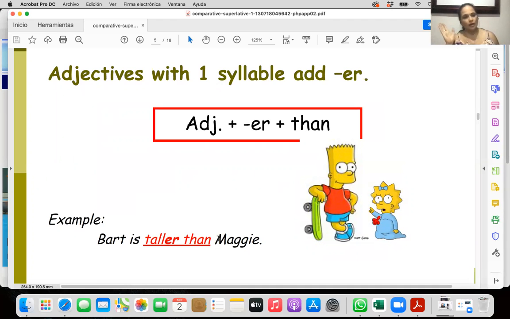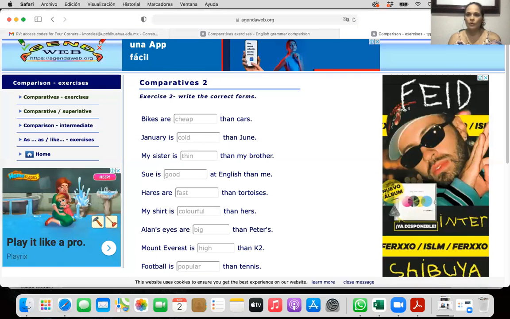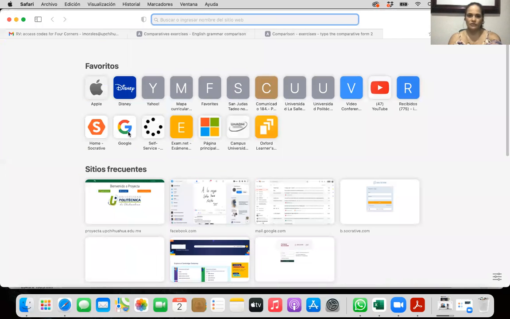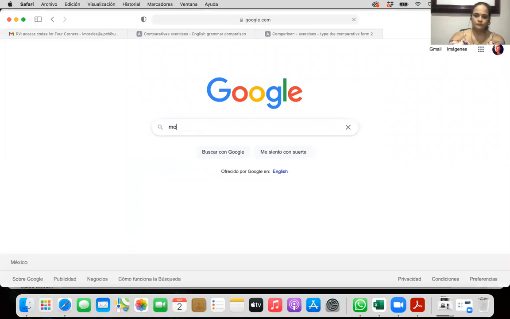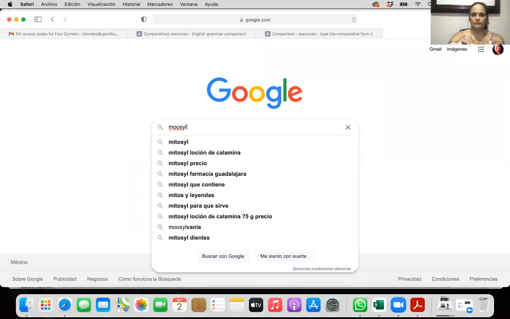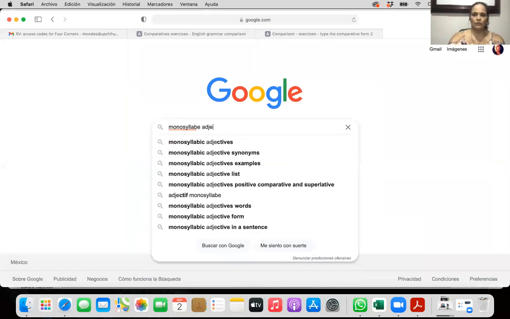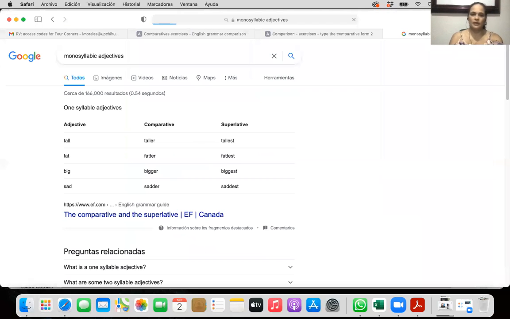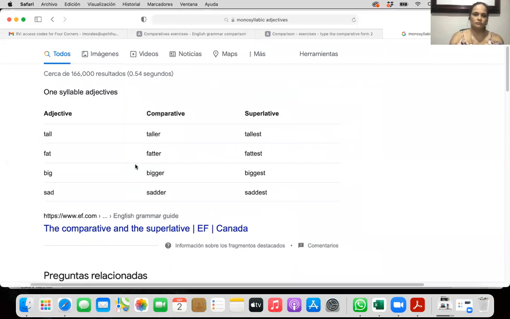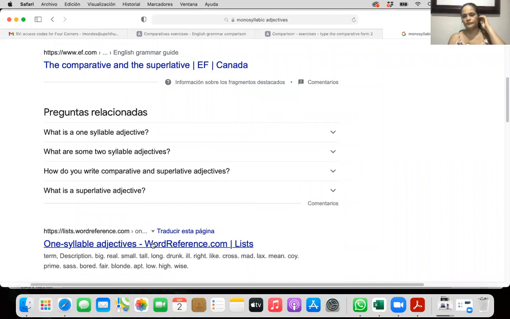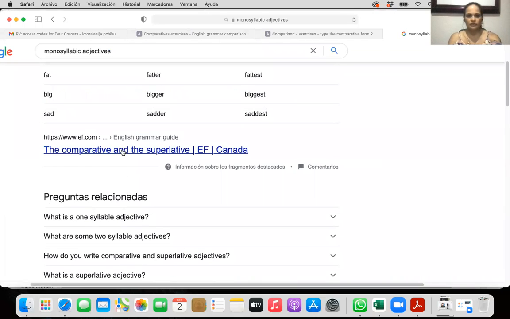Remember, we made a couple of examples in class, okay? So we have taller. Monosyllable adjectives go with this. Let me show you some more monosyllable adjectives, so you can have an idea. Okay, monosyllable adjectives. See, here we have some, well, these apply to a different rule. So let me try to find others. All right, let's see right here.